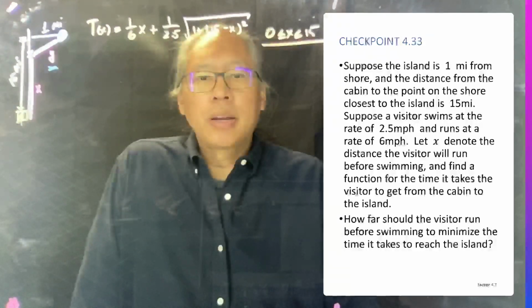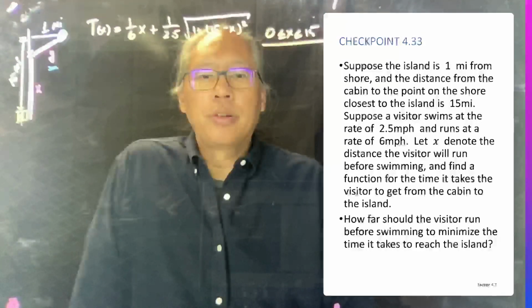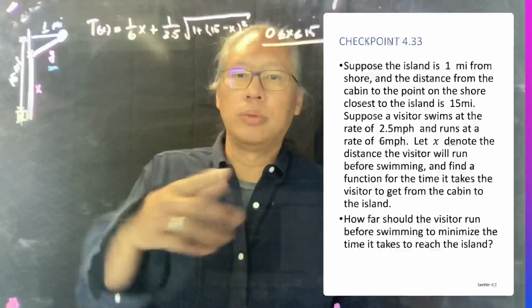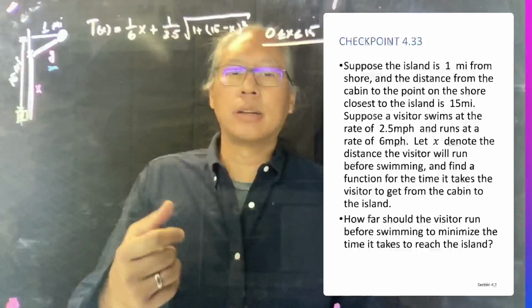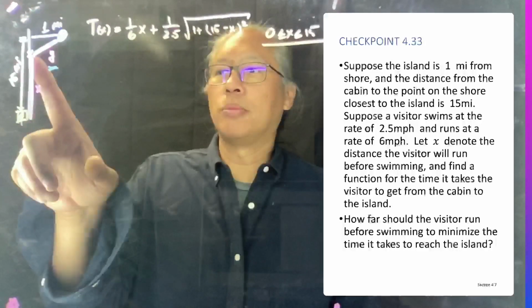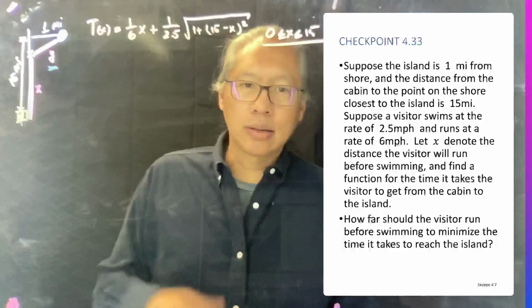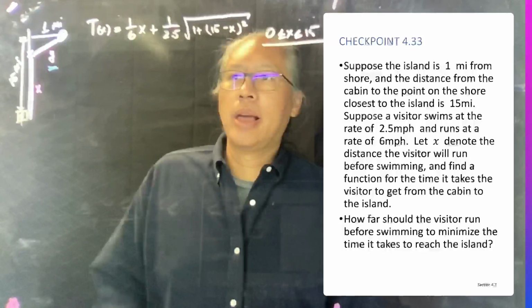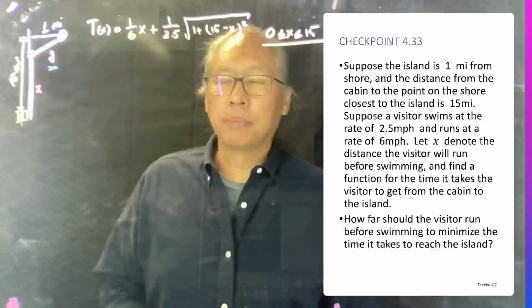Hello, we're doing the second part of checkpoint 4.33. The first part asked us to find a function for the amount of time it's going to take for this person to run along the shore, stop at a certain point, and then swim to an island that's 1 mile away from the shore. And we came up with this time formula.